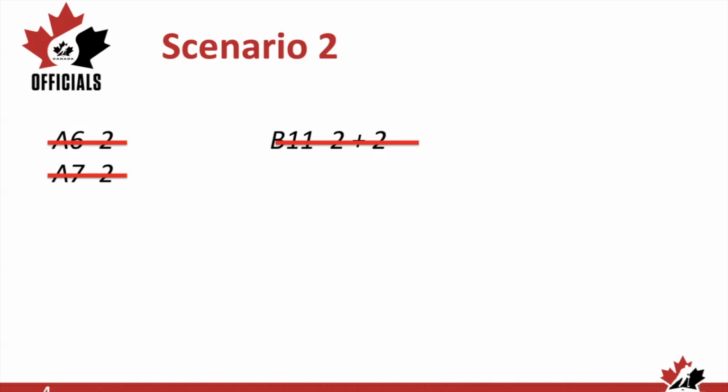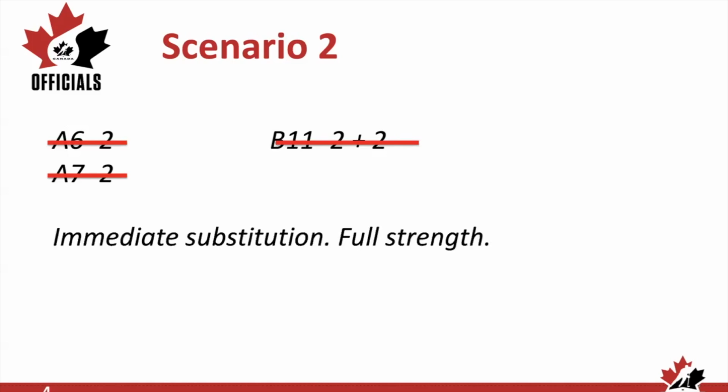So what does this mean for the actual game? It means that we're actually going to play 5-on-5, full strength. This might be difficult to explain to coaches because they're saying, hey, that team got 2 players in the box, only got 1. Why aren't they sitting an extra player, et cetera? This is how it actually works. It's immediate substitution, full strength.